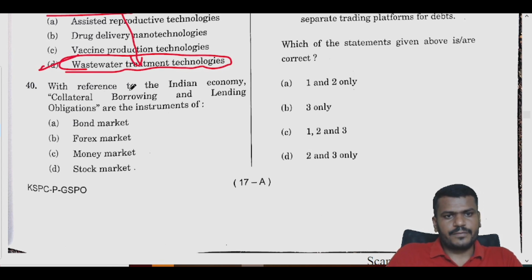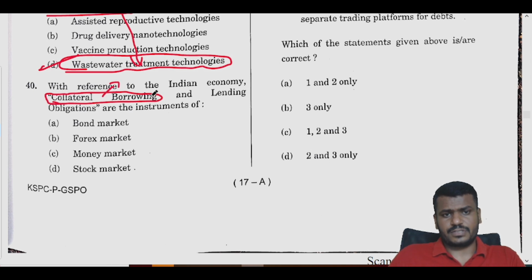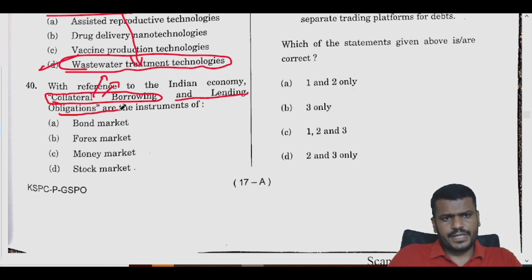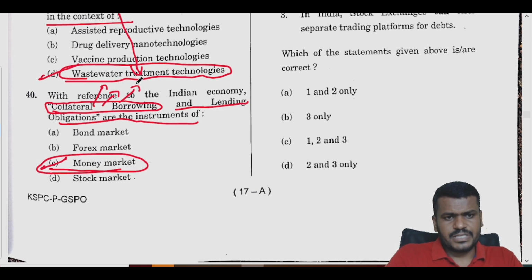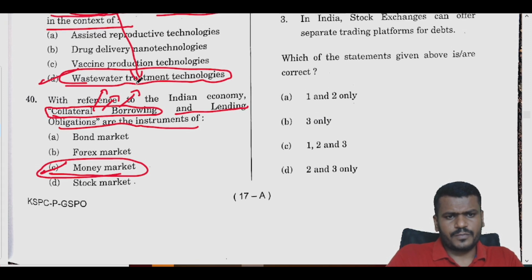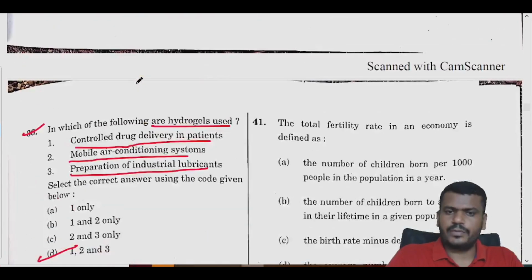Next, with reference to the Indian economy, collateral borrowing. What do you mean by collateral borrowing? Okay, if you give money, I will give the interest. Okay, doing one thing for another thing. And lending obligations are the instruments of, definitely these are the instruments of the money market. It was in news, guys. Okay, so instrument of money market. If you know the collateral meaning of borrowing and taking, the loan lending obligations, basic economics, then definitely option one, money market, will come into your mind also.